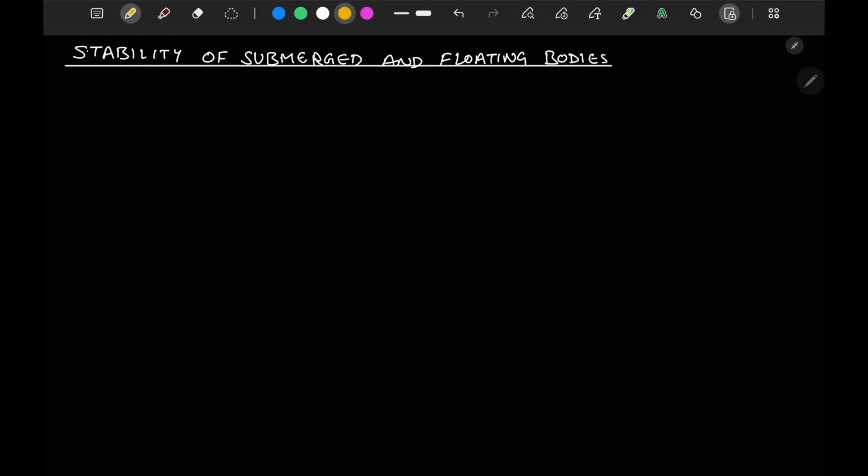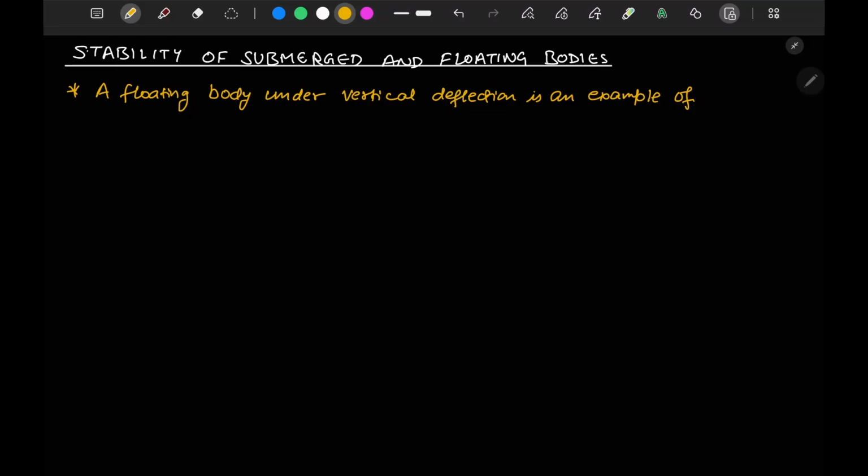So let me mention some points here. If we talk about floating bodies, a floating body under vertical deflection is an example of... So tell me what will happen if there is a floating body and we have pushed the body in the downward direction inside the water.